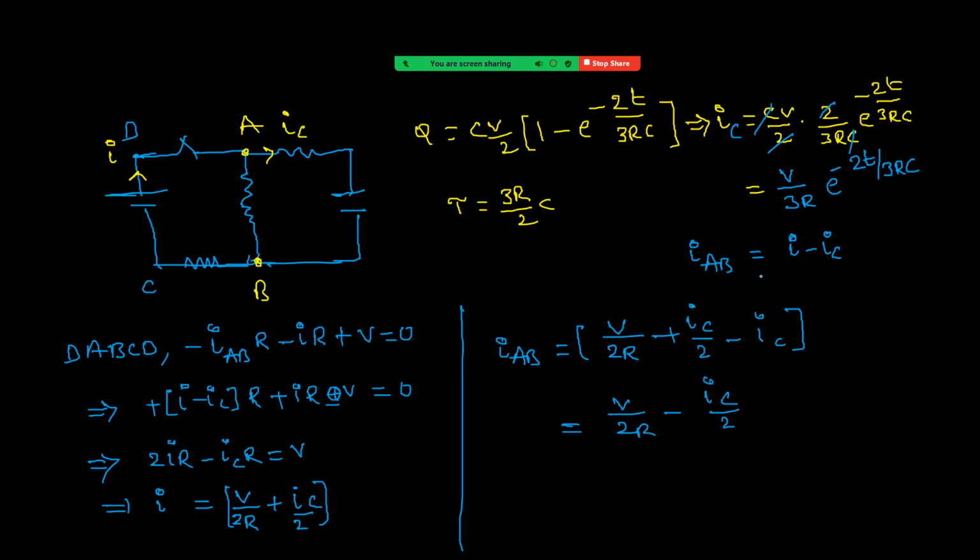Now in place of IC, write that value. It is V by 2R minus V by 6R e power minus 2t by 3RC. That is the current through AB. Okay. And it asks here, what is the limiting value as t tends to infinity? Now in this, if you take t value infinity, e power minus infinity becomes 0. So this is 0, which means the limiting value is V by 2R, right? That is the limiting value.